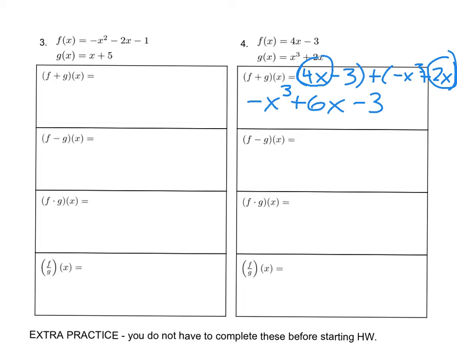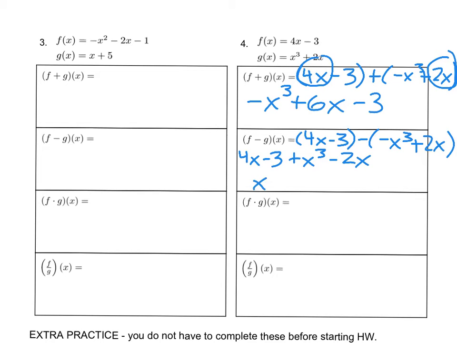Okay, doing the same thing, but with subtraction. So I'll put an extra step here while I distribute the negative. Negative, negative x cubed becomes plus x cubed, and then negative 2x. And now I'm just going to combine like terms and put it in order. 4x minus 2x is plus 2x minus 3. All right, now we're going to FOIL them out.